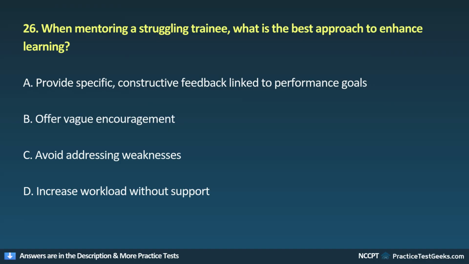26. When mentoring a struggling trainee, what is the best approach to enhance learning? A. Provide specific, constructive feedback linked to performance goals. B. Offer vague encouragement. C. Avoid addressing weaknesses. D. Increase workload without support.